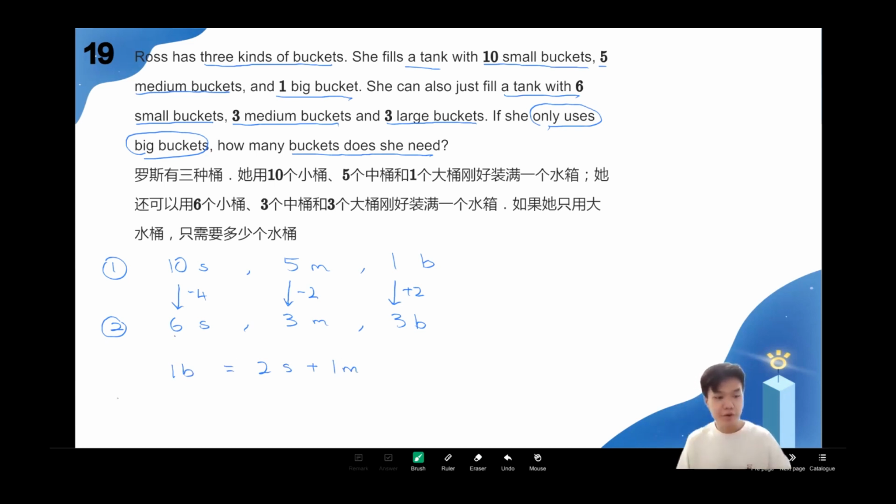In the third scenario, which only allows big buckets, 6 small buckets and 3 medium buckets, we divide by 3, which will get 3 big buckets. Hence, she would need 3 plus 3 equals 6 big buckets to fill up the tank.